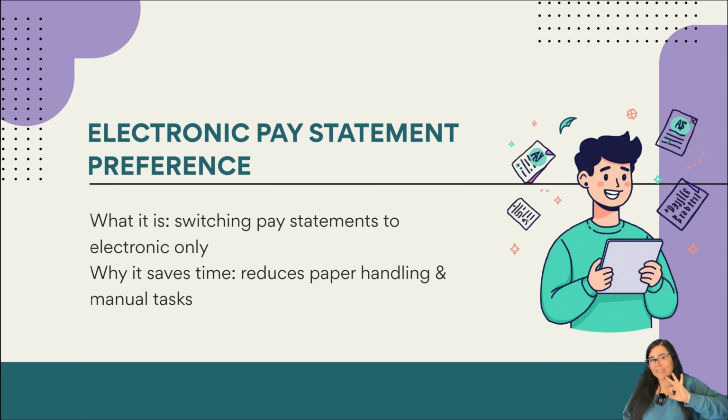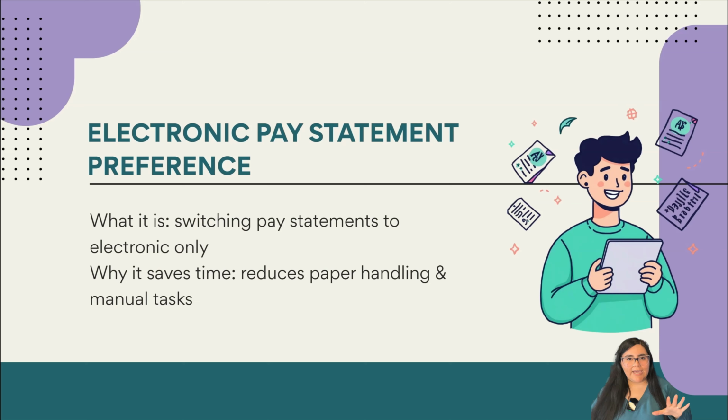All right, and the last part here, again, a quick fire of all of these hacks so that you get the most out of this video. The last part here is electronic pay statement preference. What it is, it's switching pay statements to electronic only and reduces paper handling so that you don't have to have a lot of people manually sending out pay slips.